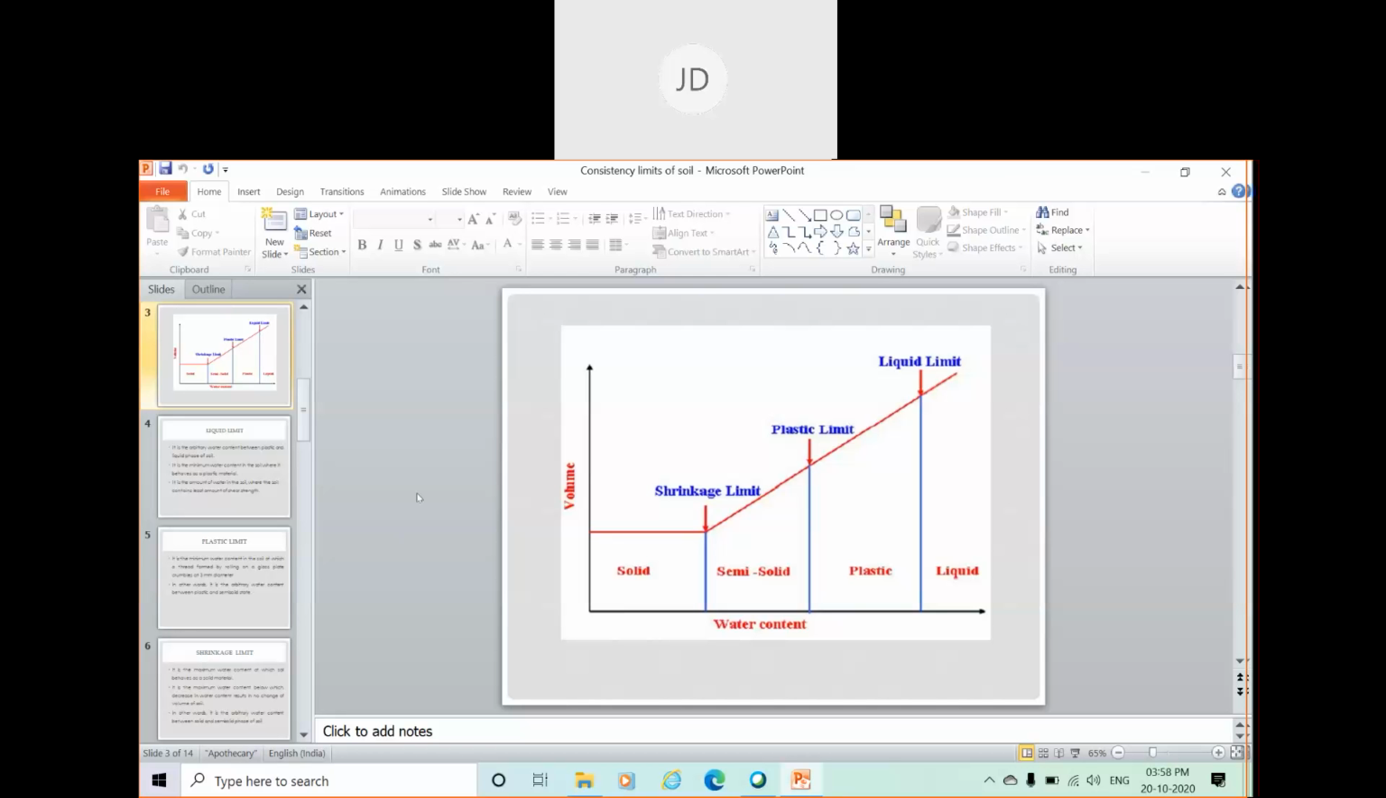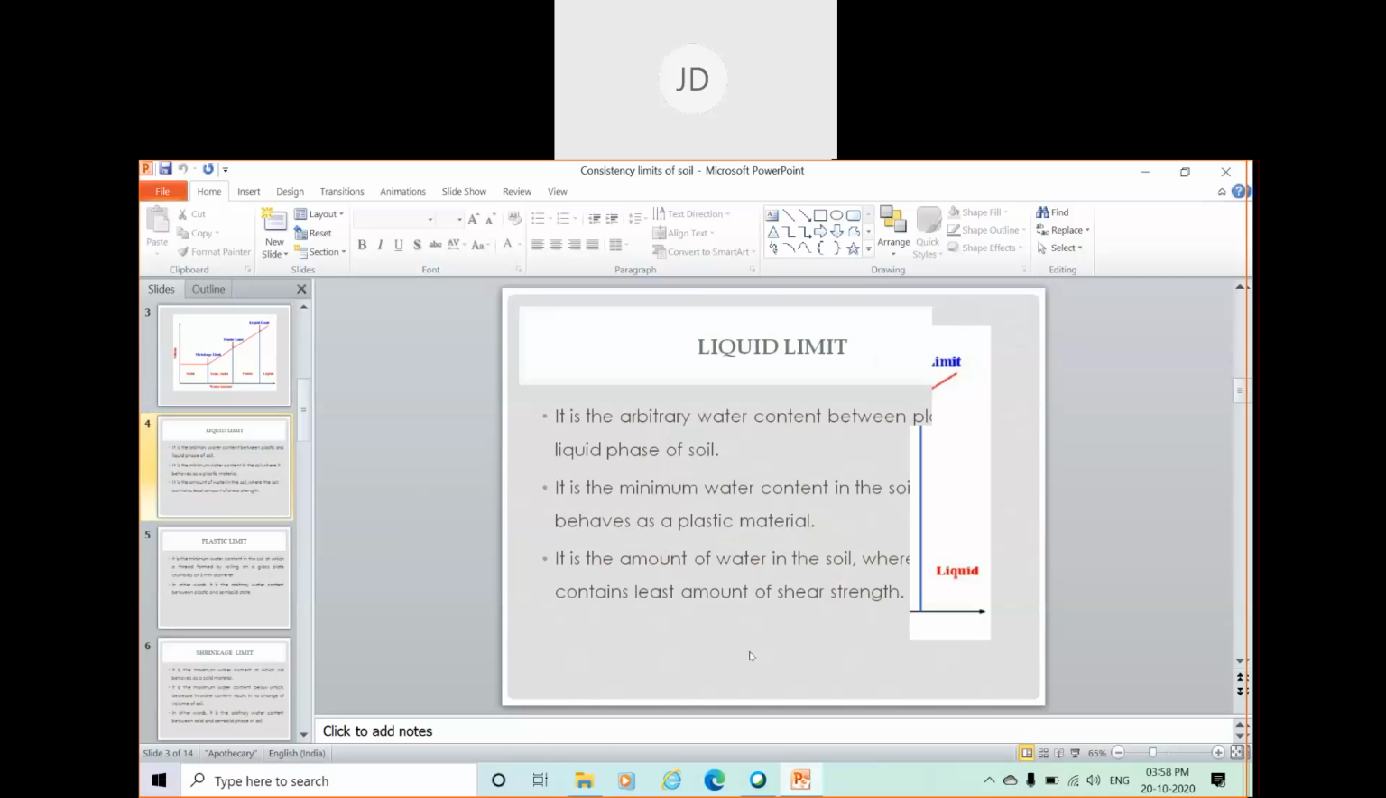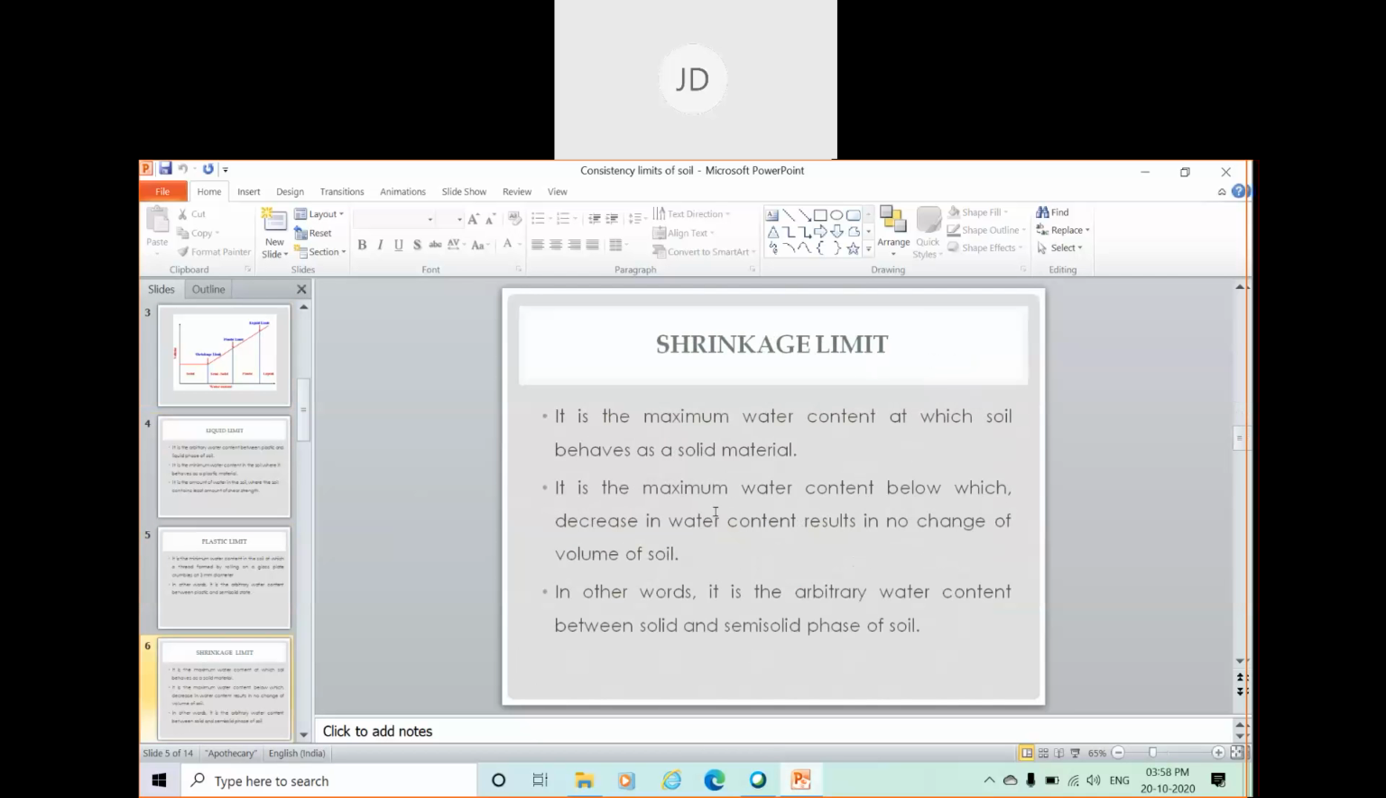Okay, so these three, that is liquid limit, plastic limit, shrinkage limit, together they are known as consistency limits, and they can also be known as Atterberg limits. Fine. So this is all about the consistency limits of soil. But in addition, I want to add some. This is all about shrinkage limit. You can read it out. Always think, we have already discussed.